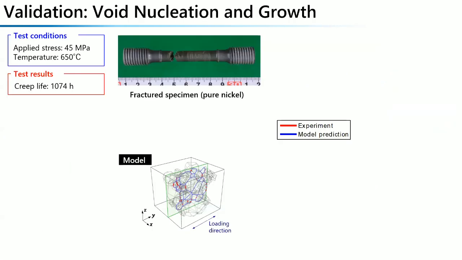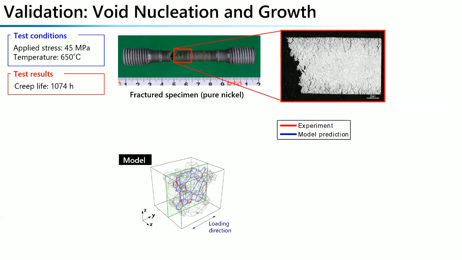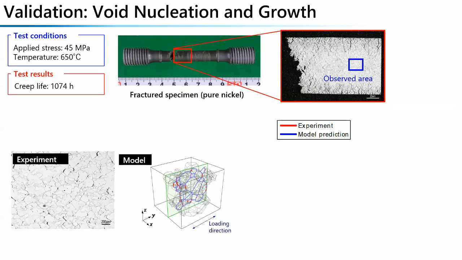And then I will show you the validation of the void nucleation growth. So unfortunately, we don't have any appropriate theoretical formula for void nucleation growth behavior. So we compared with experimental results. After uniaxial creep test using pure nickel, we machined a sample for void formation observation, for void formation like this.